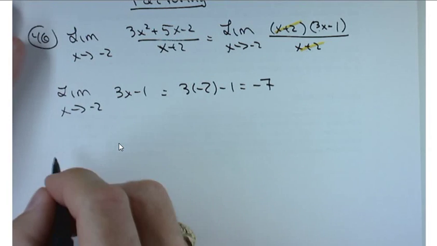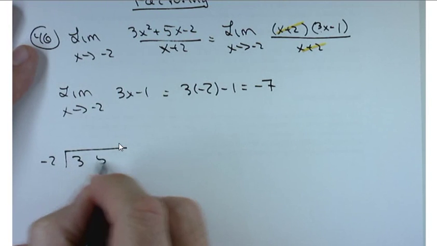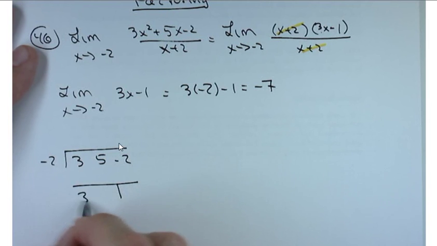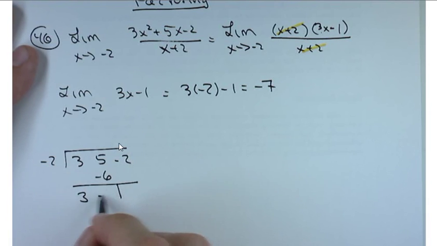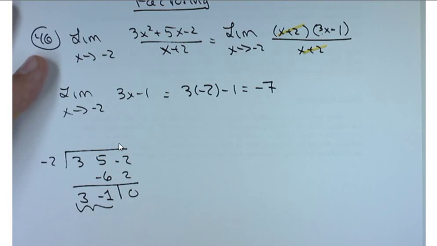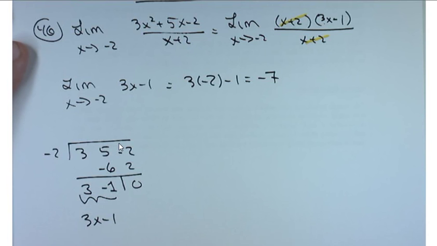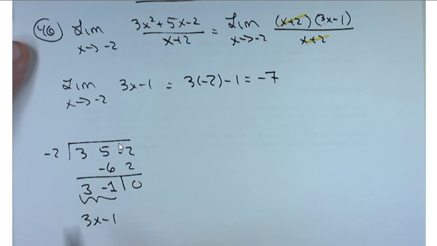So put a -2 out in front here. The coefficients are 3, 5, and -2. Bring this down, 3. -2 times 3 is -6. Add is -1. Multiply gives you a +2. Add gives you a 0. So this is the other factor. That's your 3x minus 1. And then by having a -2 out there, I had x plus 2 was my other factor.